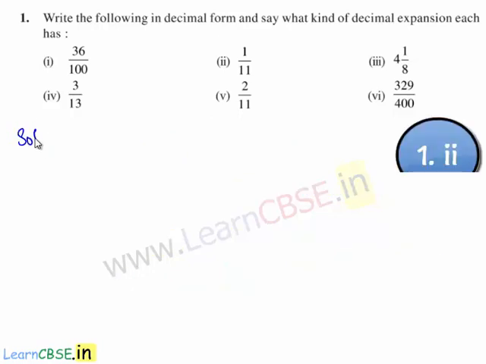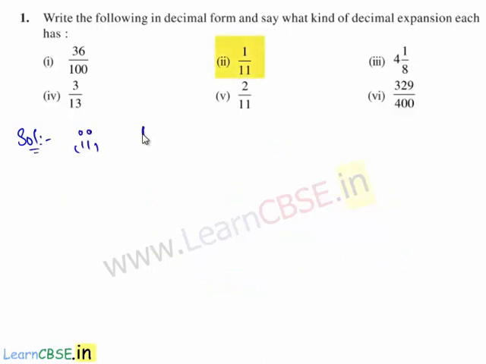Now let us move on to the second bit. Here we need to find the decimal expansion of 1 upon 11, that is 1 is divided by 11. So 11 does not go in 1, so we take 0, as 11 times 0 is 0. The remainder is 1. Since 11 does not go in 1 again, we take a decimal point, so 1 becomes 10. Again, 11 does not go in 10, therefore we take a 0, as 11 times 0 is 0. Therefore the remainder is 10.